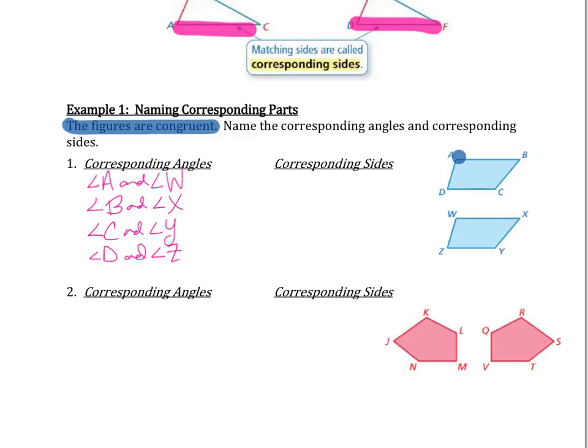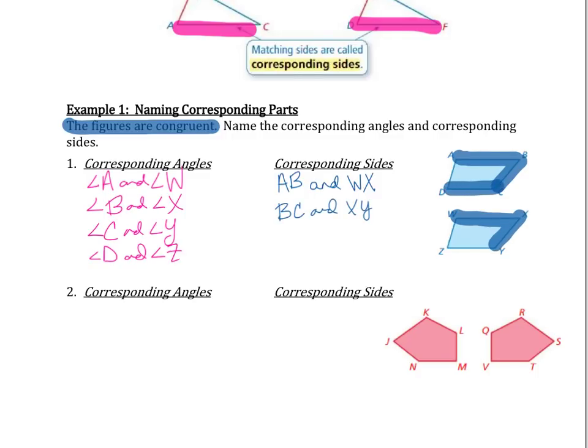So, for example, if I want to talk about this side right here, this is side AB. So, AB would correspond with WX. And then I'm going to go ahead and name all the corresponding sides from there. Since it's a four-sided figure, I should have four sets of corresponding sides. So, I'll have BC is corresponding to XY, CD is corresponding to YZ, and then AD corresponds to WZ.